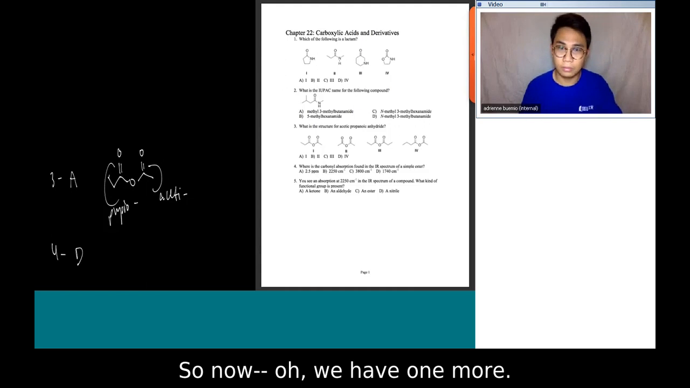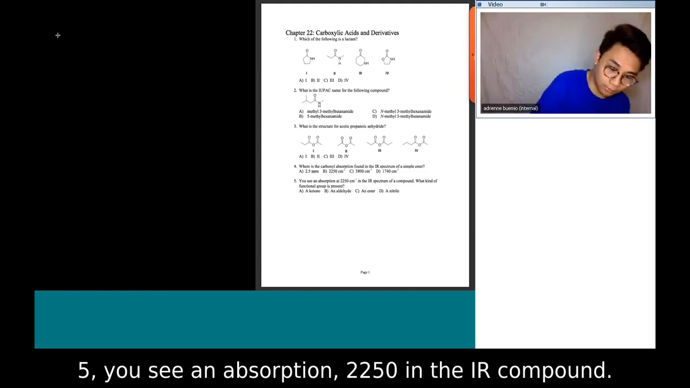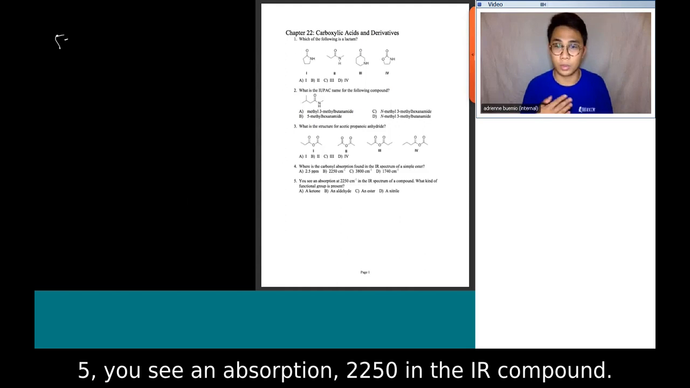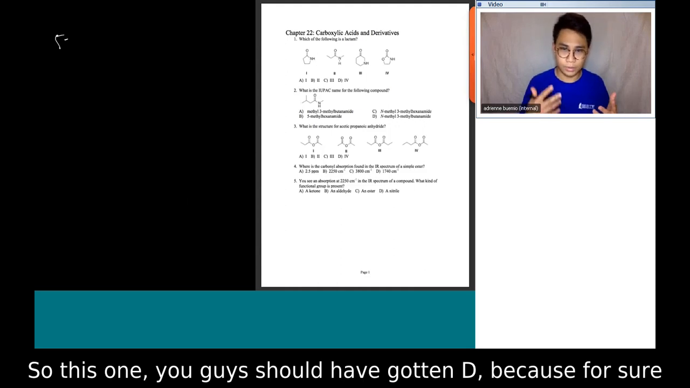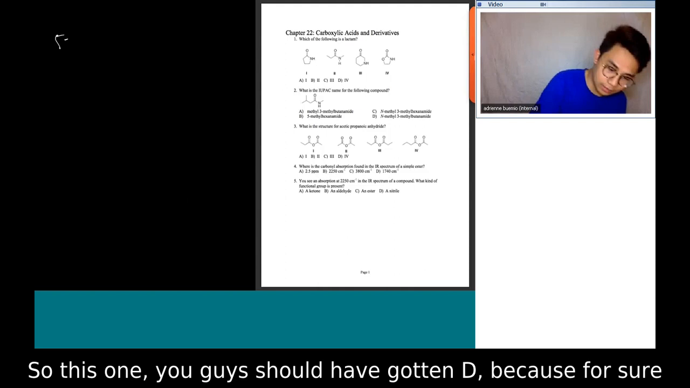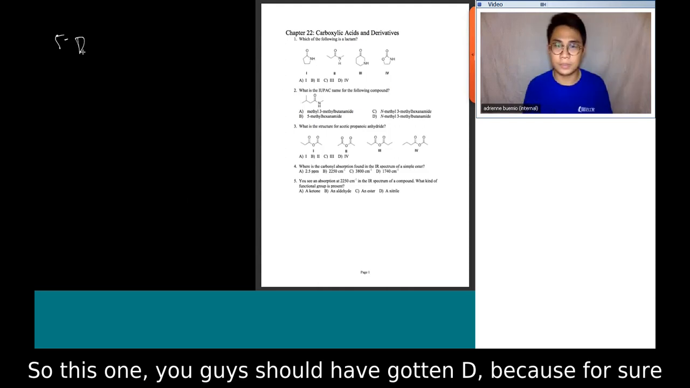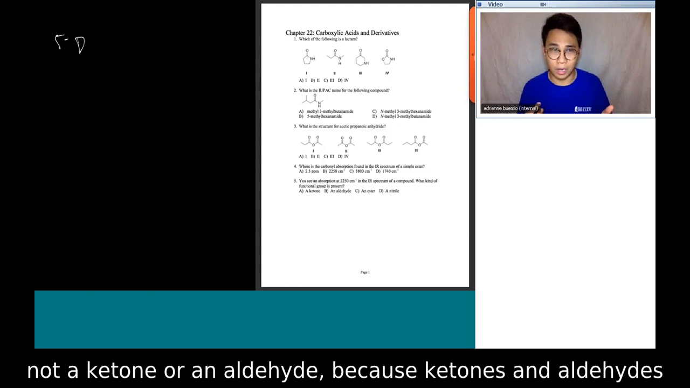Now, oh, we have one more. 5, a strong absorption at 2250 in the IR compound. What kind of functional group is this? So this one, you guys should have gotten D, right? Because for sure, not a ketone or an aldehyde, right?